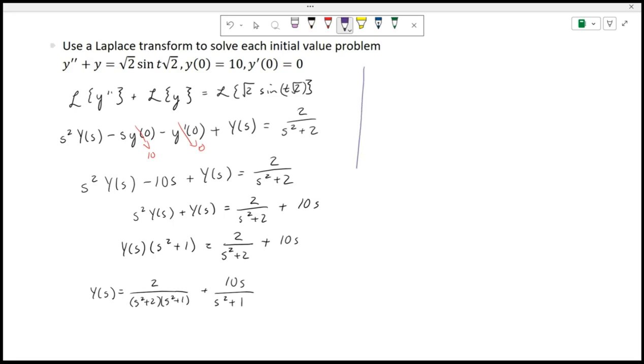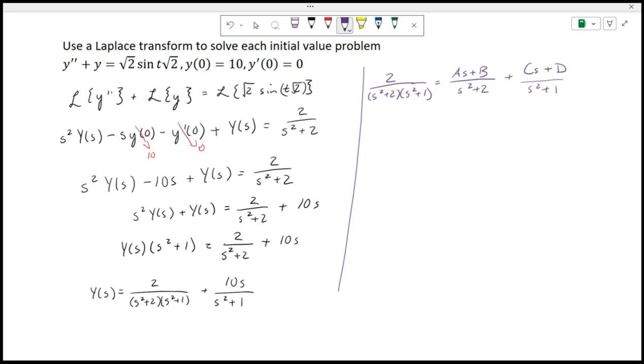So off to the side here, we're going to do a partial fraction decomposition on 2 over s squared plus 2 times s squared plus 1. And both of those factors in the denominator are irreducible quadratics. So when I break these up, it's going to be as plus b over the first one, s squared plus 2, plus cs plus d over s squared plus 1. Okay, it's possible that both of these have binomials, and so I need to include that in the proposed numerators.